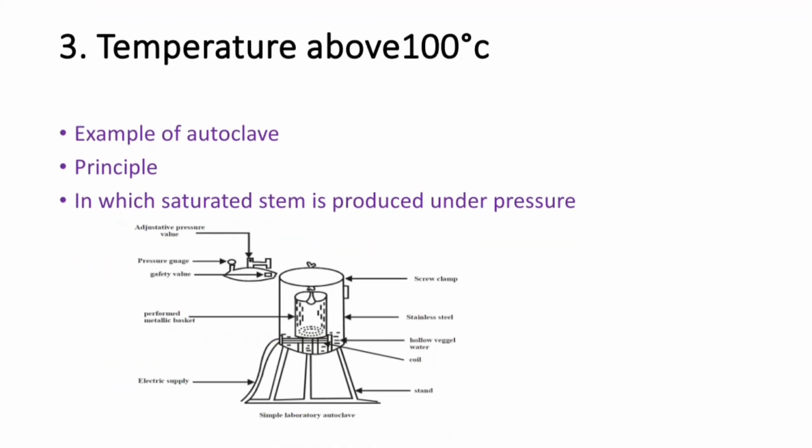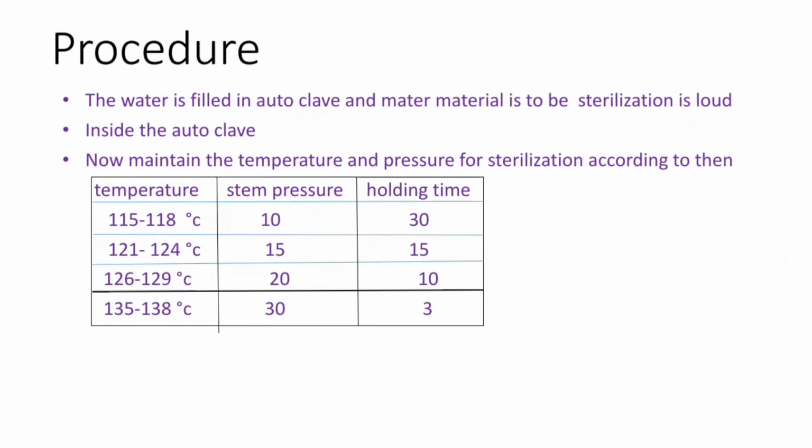Then we see temperature above 100 degrees Celsius. Example of it is the autoclave, in which saturated steam is produced under pressure. Here we see the diagram of the autoclave. The procedure of the autoclave is that water is filled in the autoclave and the material to be sterilized is placed inside. Now maintain the temperature and pressure for sterilization accordingly. The temperature is 115 to 118 degrees Celsius, then steam pressure is 10 and holding time is 30. We see it in the table.